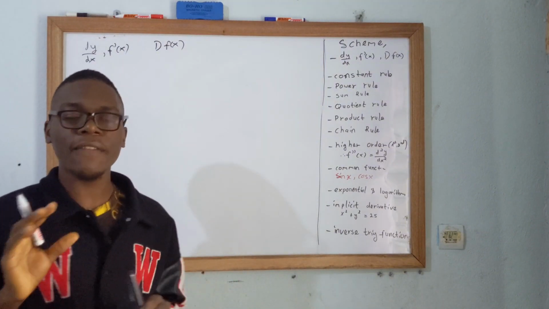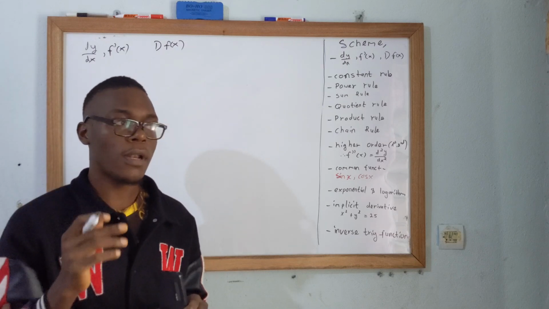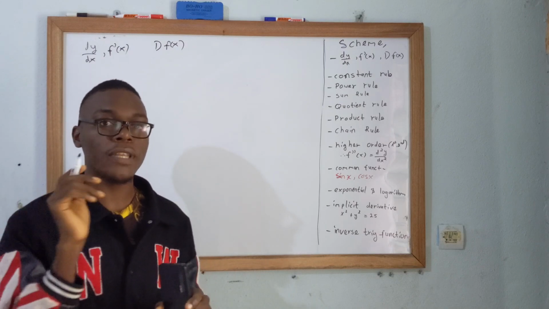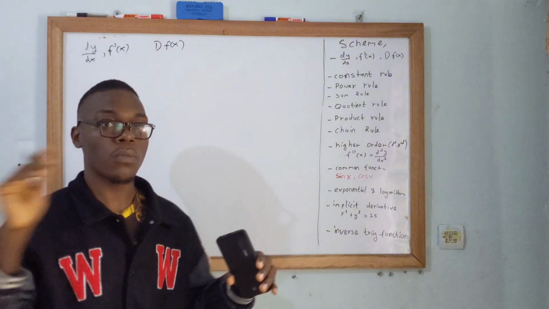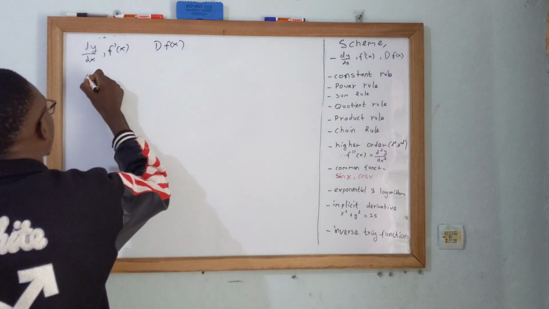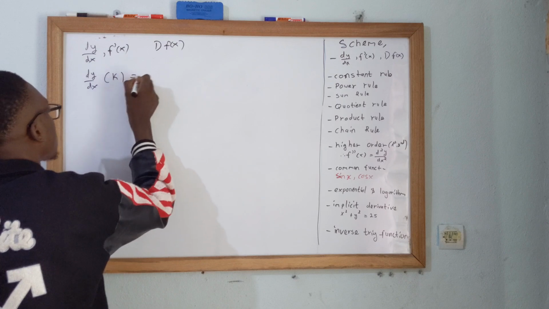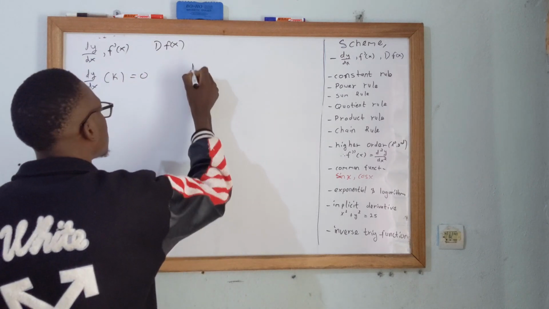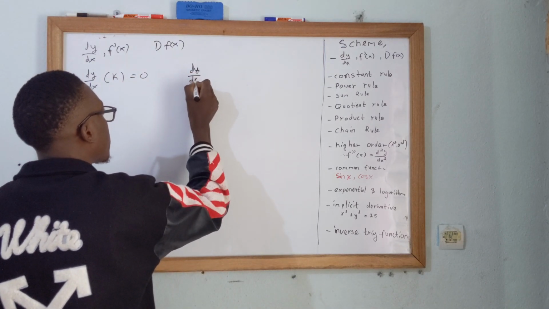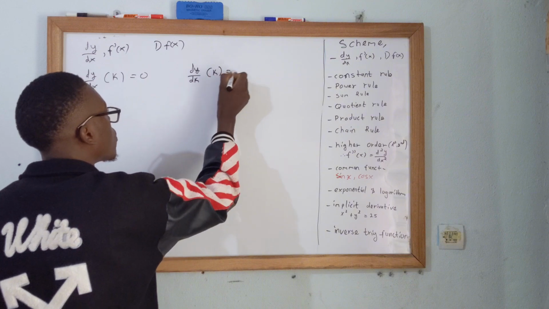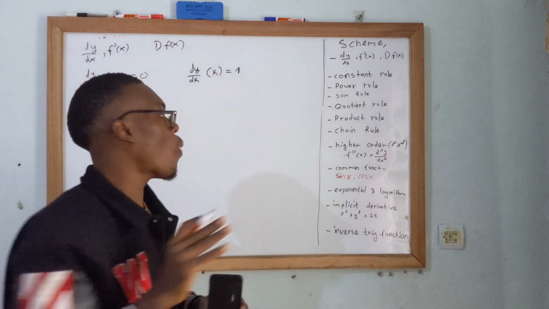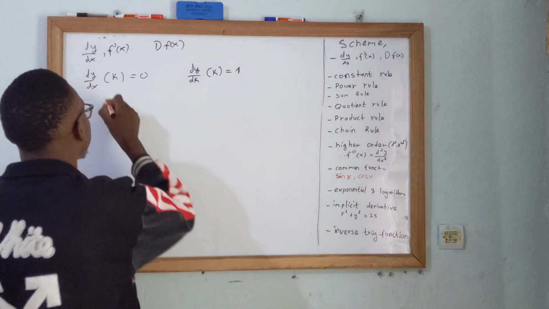What's a constant rule? That is, the derivative of a constant is equal to 0. Like the derivative of 1 is equal to 0, or the derivative of k is equal to 0. Let's take a look at it. You have dy all over dx of k is equal to 0. But if you have dy all over dk of k is equal to 1, you ask the question, why is the difference? Because of this x.